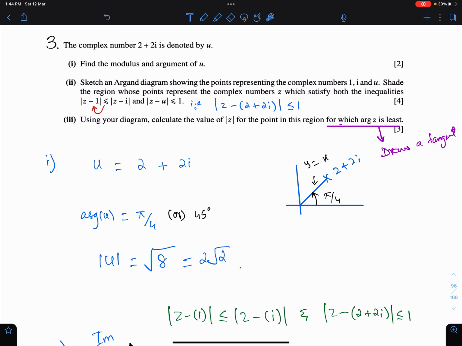The second part of this question. Sketch an Argand diagram showing the points representing the complex numbers 1, i, u. Shade the region whose points represent the complex numbers which satisfy these inequalities. This is the inequality of the perpendicular bisector of 1 and i, and this is the inequality of the circle with center at u. And u is 2 plus 2i.